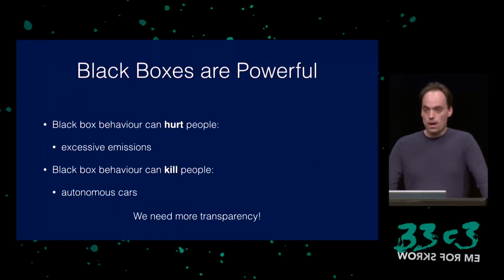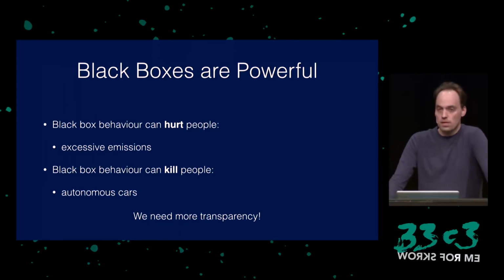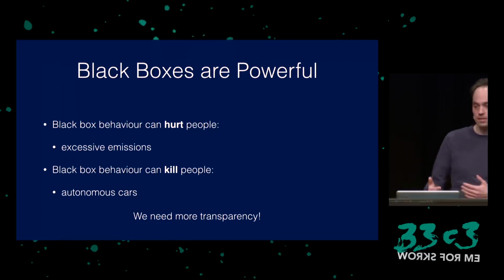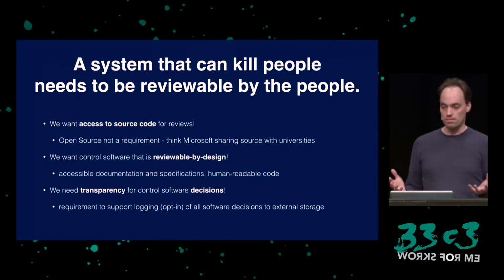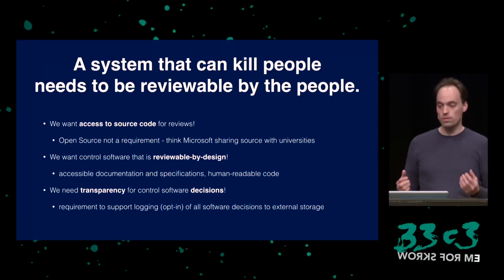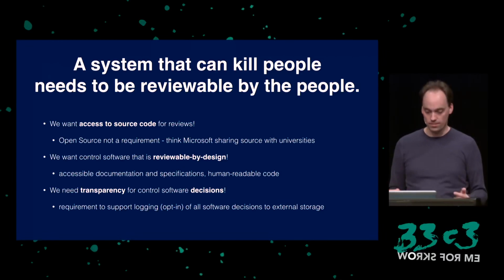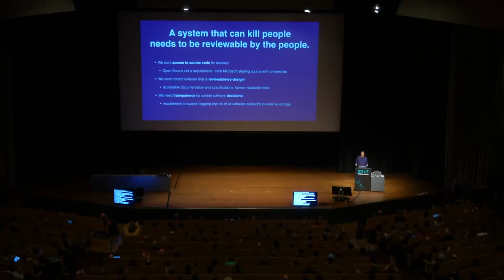The issue is black boxes are really powerful, right? Black boxes can hurt people with, for example, excessive emissions. They can kill people if we think about autonomous cars that make mistakes. So what we do need, I think, is more transparency. A system that can kill people needs to be reviewable by the people. I think this is a very important thing. So to have a system that can kill people, to have it reviewable by the people, we need to do things. For example, we want access to source code for reviews.